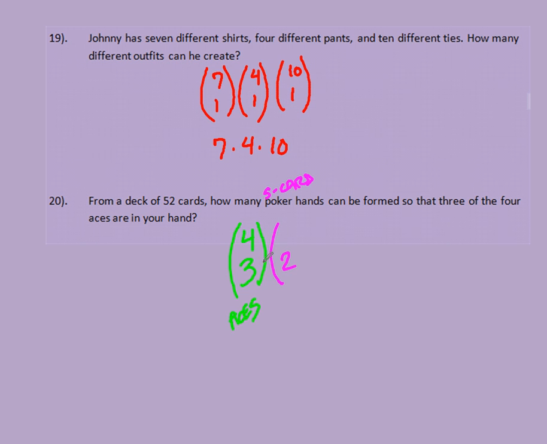How many of them are left to deal with? Well, we have 49 cards left in the deck, but we don't want this other ace either. We don't want any of the 4 aces. We can take any of the other 48 cards. So this is for the other cards in your deck. And then that's your answer, just like that. 4 choose 3 times 48 choose 2.